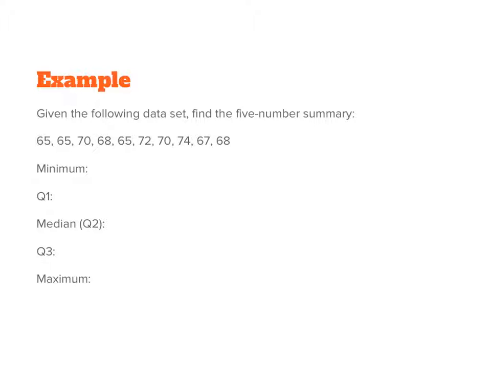Given another example here, we've got this data set provided. It's not in order, so the first thing I need to do is put it in order. So the smallest number I see 365, so I'm going to put those down first. After that, I see a 67. I see 2 68s. I see 2 70s.